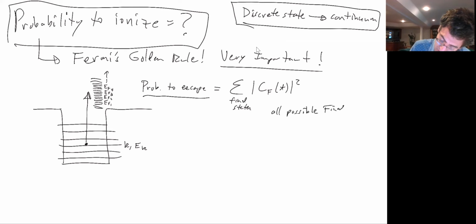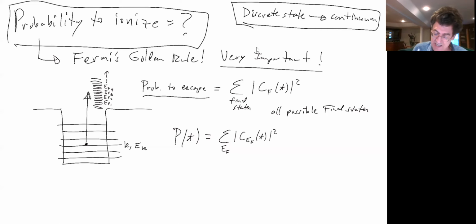So there's a whole bunch of them. Now, the probability at some time t to escape is going to be the sum of all the possible energies that we can go to, because there's many different energies out there. So I'll write it as E sub F. So it'll be C E sub F of T, and I've got to add up all those different final energies.